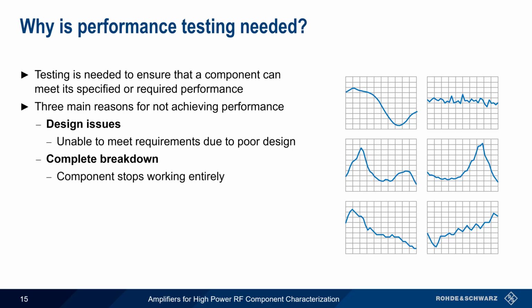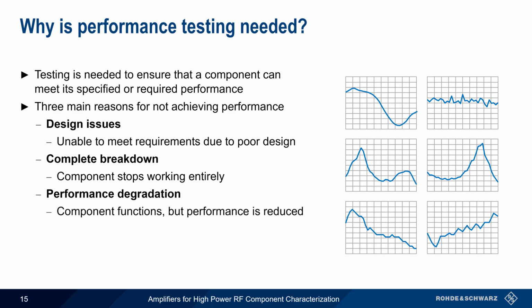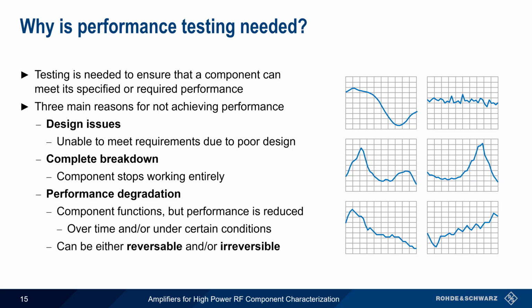That is, the component stops working entirely. But in some cases, the issue is performance degradation, in which the component does continue to function, but at a reduced level of performance. This may be a gradual change over time, such as an amplifier whose maximum output power slowly degrades over weeks, months, or years. Or it may be a degradation that only occurs under certain conditions, such as at certain input power levels, in different environmental conditions, etc. One thing to note about performance degradation is that it may be reversible, such as an amplifier that begins working normally when it has had time to cool off. Or the degradation may be irreversible or permanent.